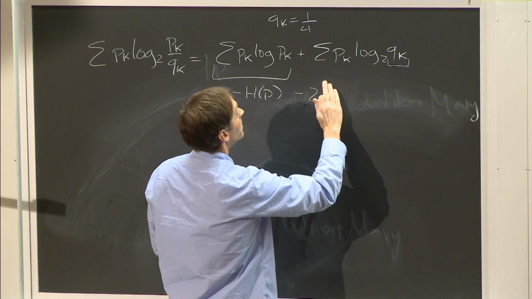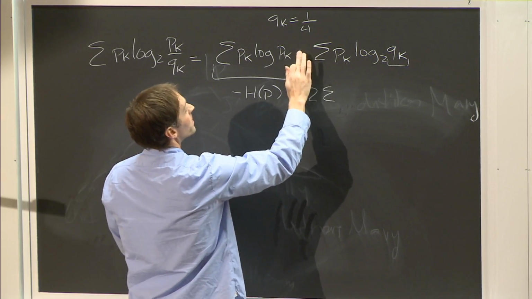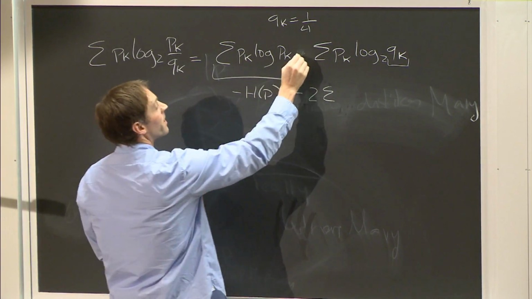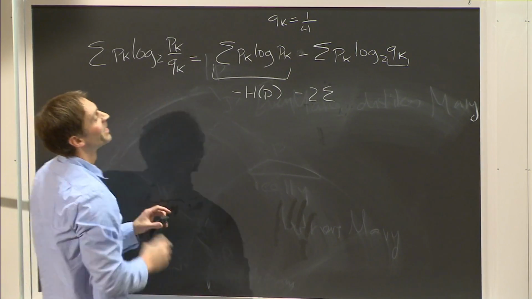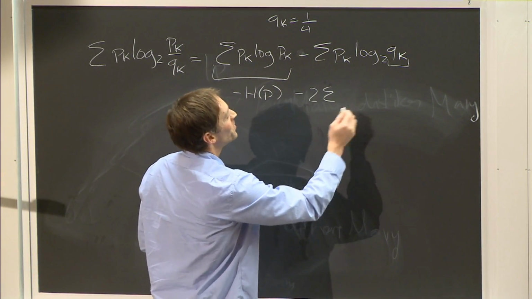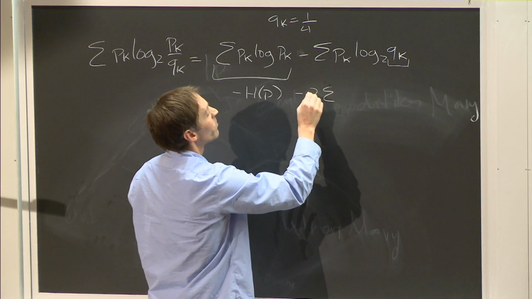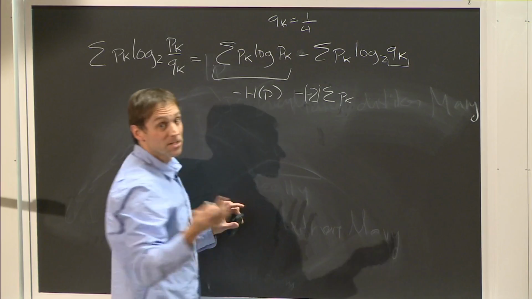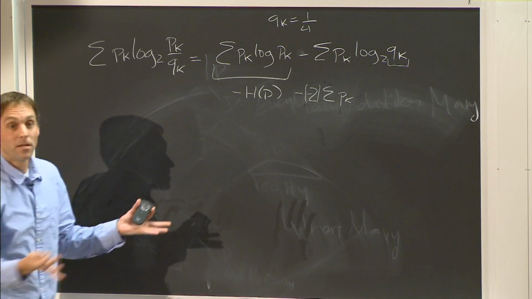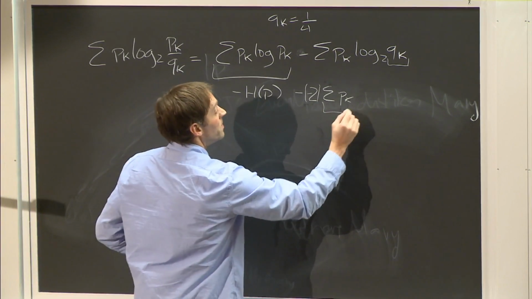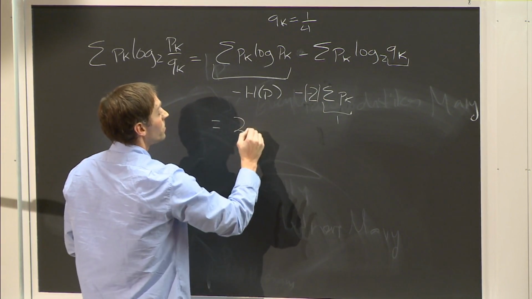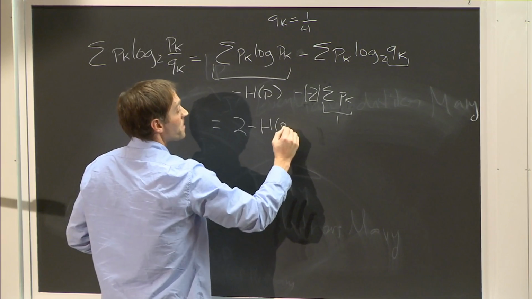I'm sorry, how come Sally didn't correct me? Usually she catches these things. OK, so that's a minus there, right, because we're taking the difference. And so we have a minus 2 that we're pulling out from this. And you're left with summation PK. And summation PK sums to 1, right? So that's just 1. And so this equals minus minus 2, or 2 minus H of P.